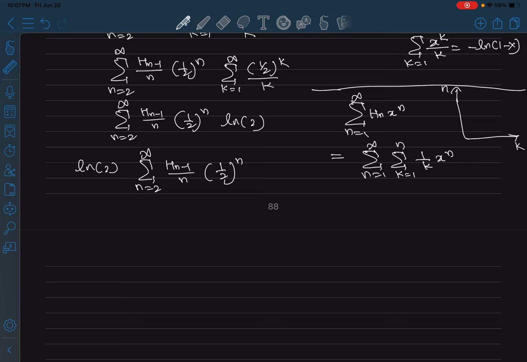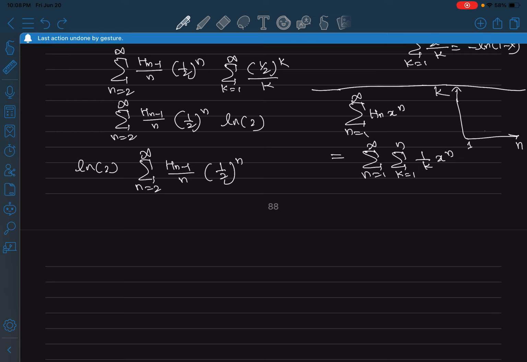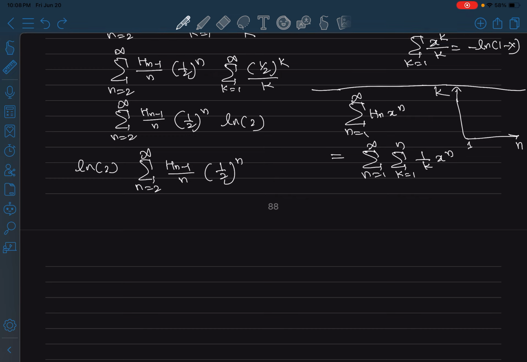Let's write the outer variable on the x-axis, that's easier. So n and then k. Here n goes from 1 to infinity, and k goes from 1 to n. So it goes from 1 to 1, 2 to 2, 3 to 3, basically this k equals n line. So this is how k goes, and this is basically the domain of summation.